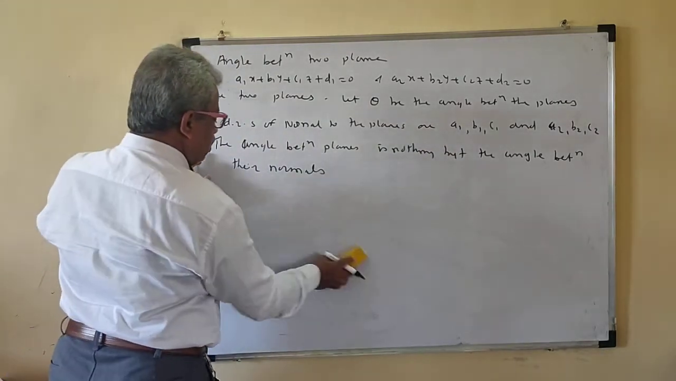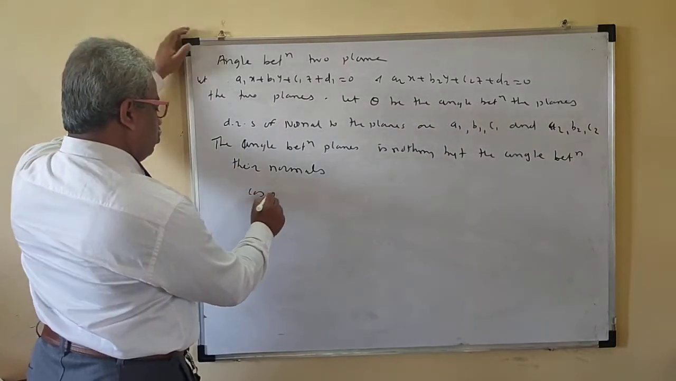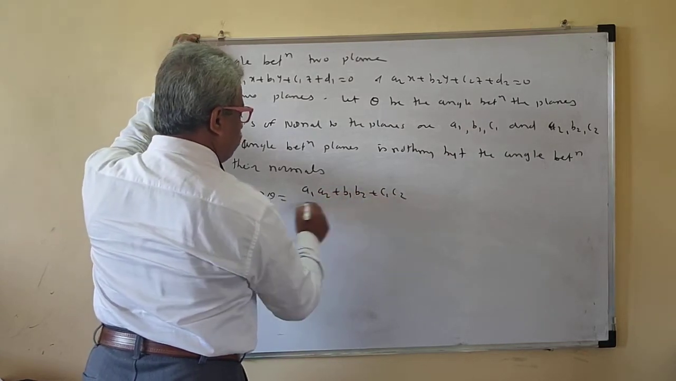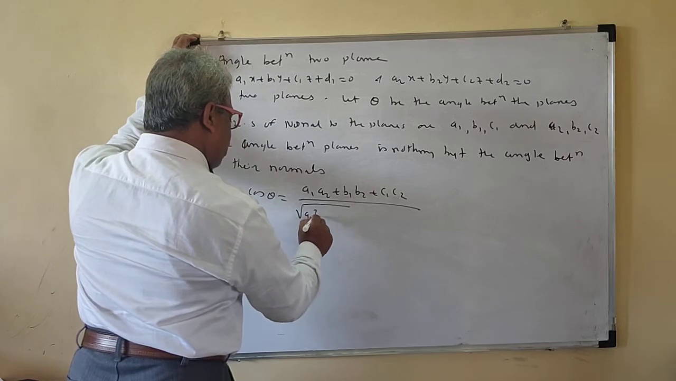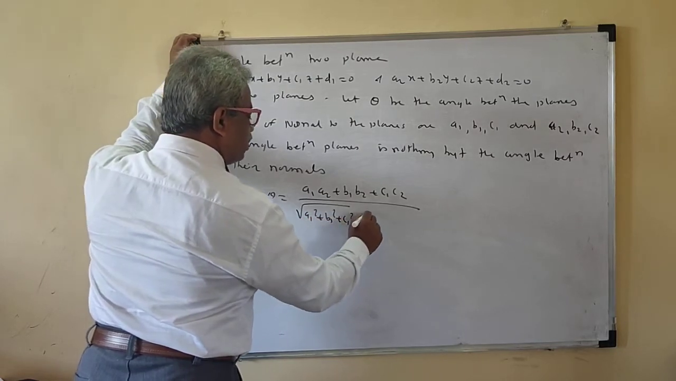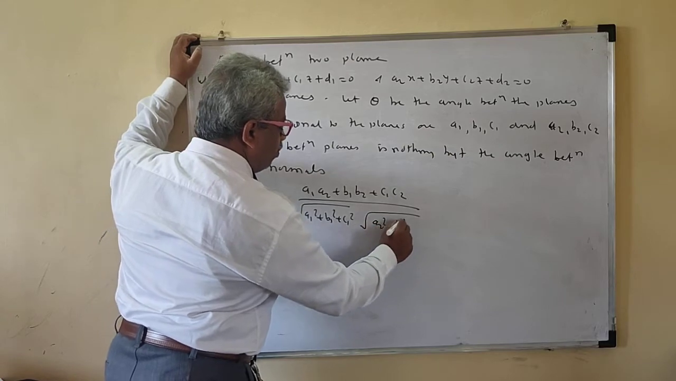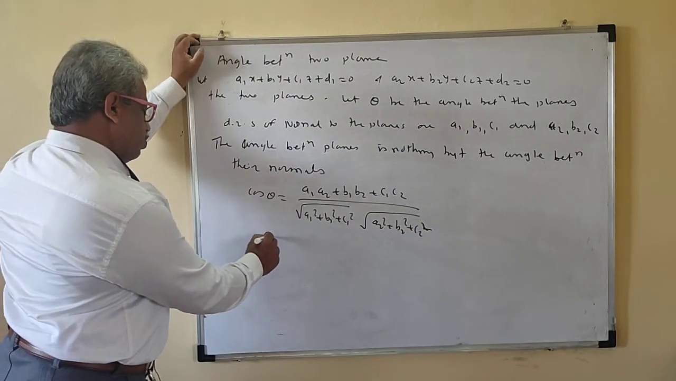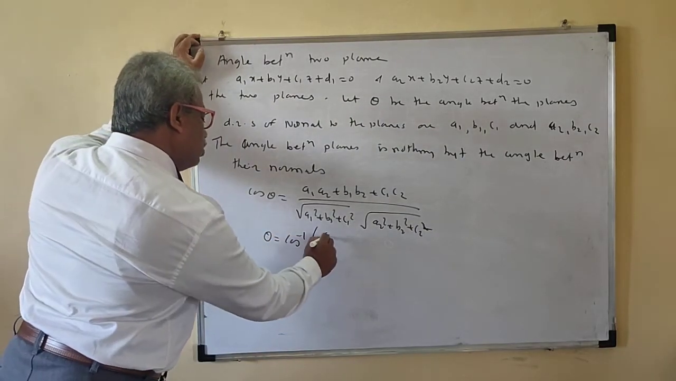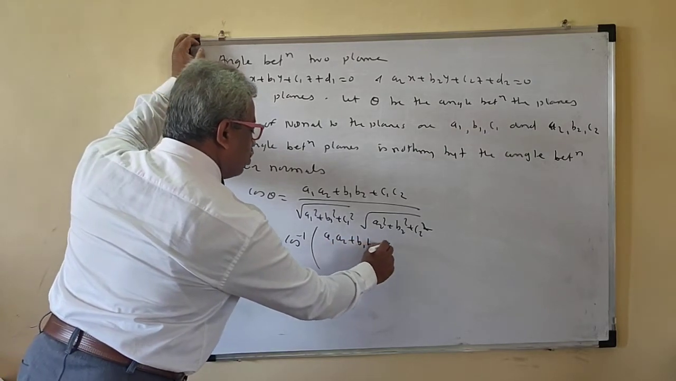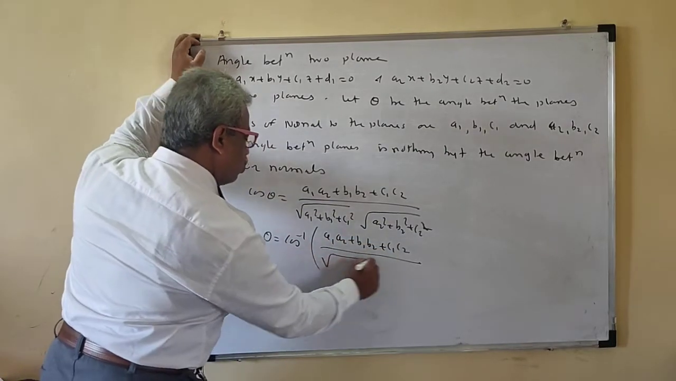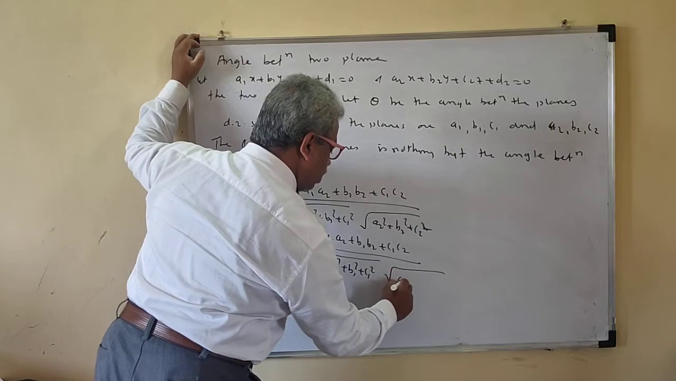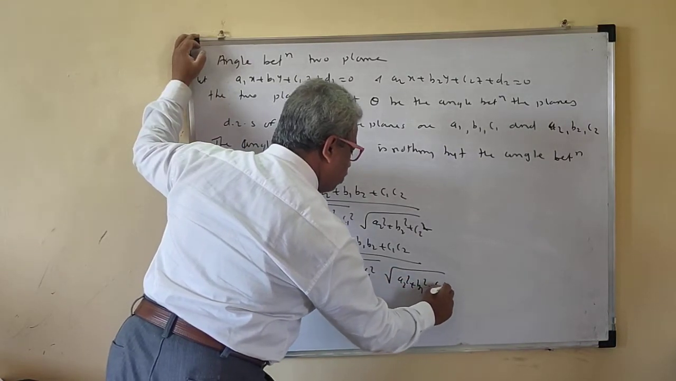Therefore cos theta is equal to a1 a2 plus b1 b2 plus c1 c2 upon root of a1 square plus b1 square plus c1 square into root of a2 square plus b2 square plus c2 square. Therefore theta is equal to cos inverse of a1 a2 plus b1 b2 plus c1 c2 upon root of a1 square plus b1 square plus c1 square into root of a2 square plus b2 square plus c2 square.